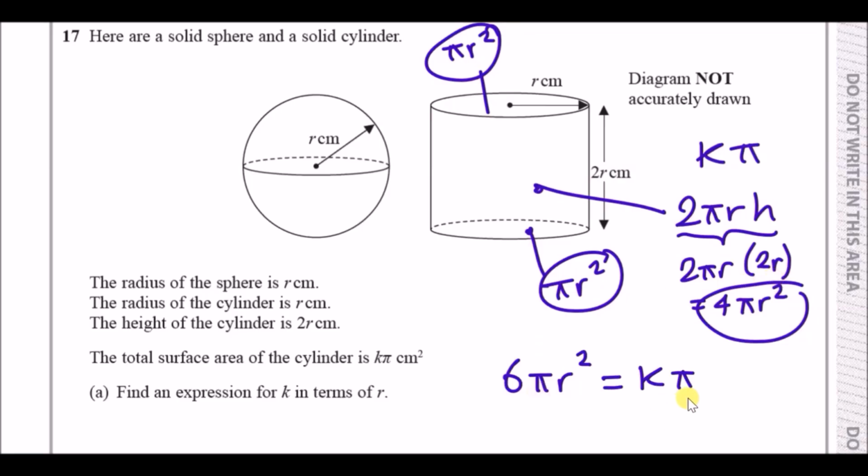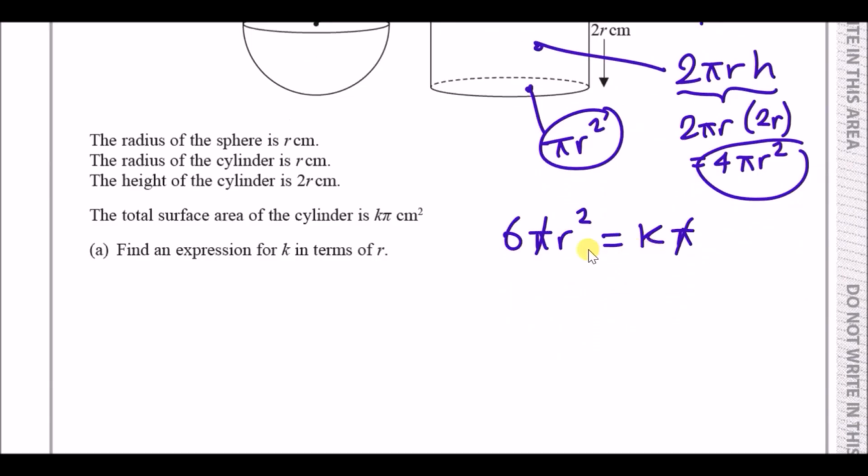Now looking at both sides, they both have pi, and we can just knock them off right now, divide by pi, and it tells us that k equals 6r squared. And that's it. That's literally k found.